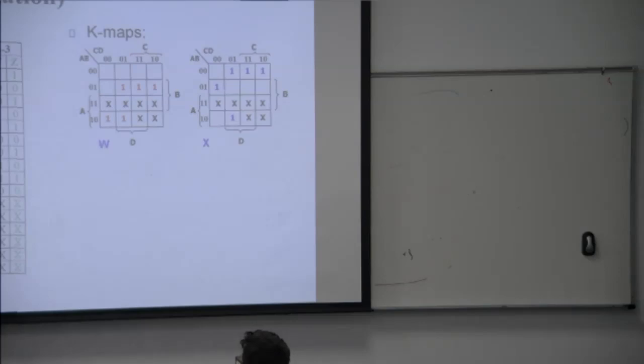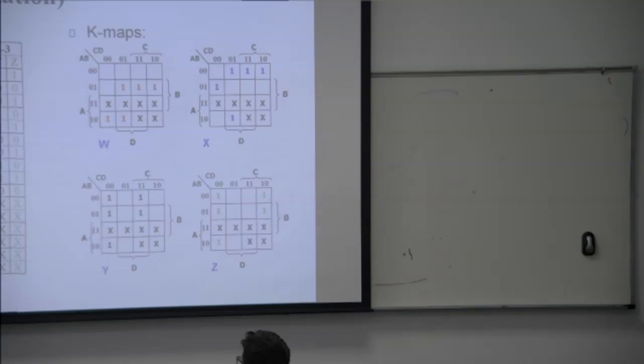Now X, how many ones in X? 5. How many don't care? 6. Then Y, and then Z. Now, if we did it, what should be the next step? We draw the Karnaugh map. How many functions do we have? 4 functions. Each function of how many variables? 4 variables. What do we do? Logic minimization. So we do the grouping.